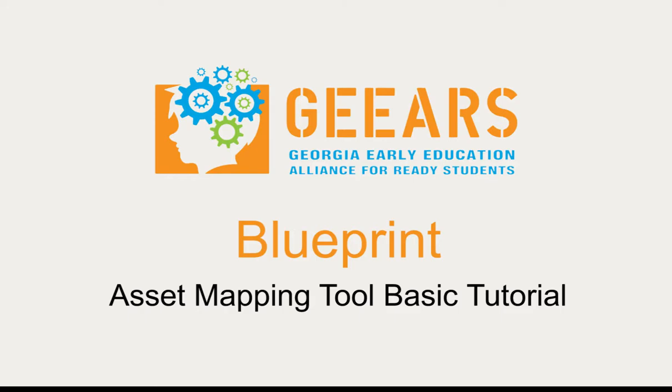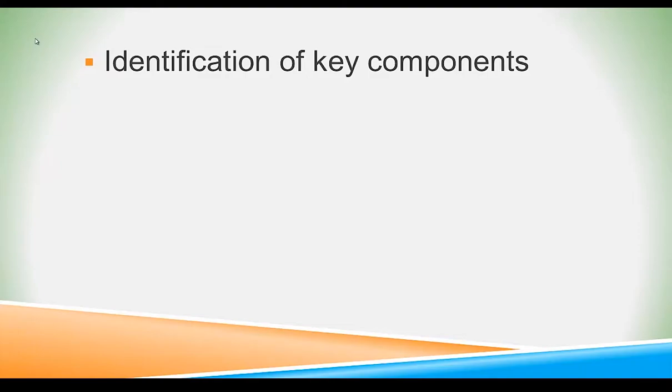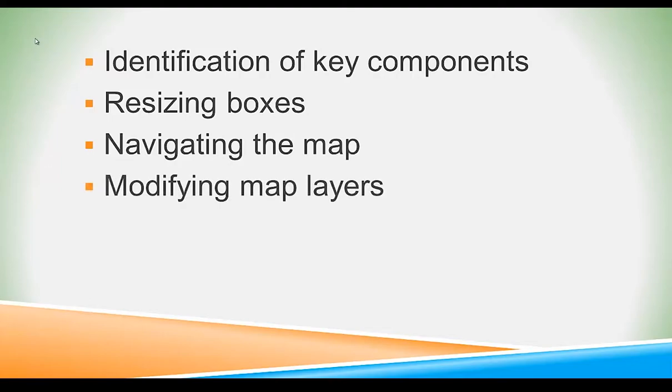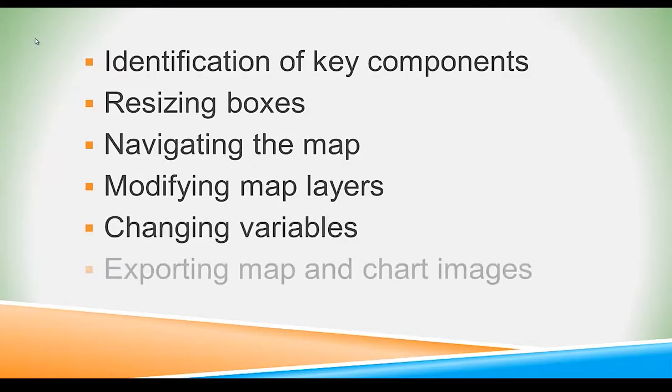In this brief tutorial, you will be introduced to the key components and functions of the Asset Mapping Tool. The tutorial will begin with an overview of the tool's key components. Next, you will be shown how to minimize, maximize, and restore the size of component boxes. This will be followed by a brief explanation of how to navigate and select assets on the map, modify map layers, change variables, and finally export map and chart images.